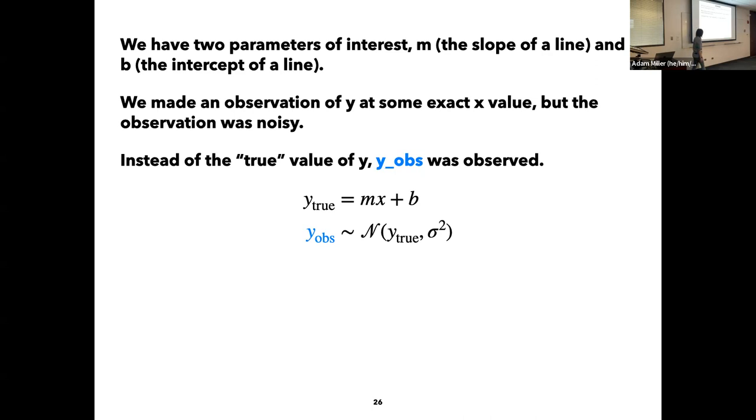So in this case, y observed is normally distributed. It's distributed as a normal distribution centered at y true with some variance sigma squared. And assume that we know sigma. So this is just like the 1D Gaussian noise problem extended to 2-3 parameters, right? You just calculate what the mean value of y true is.